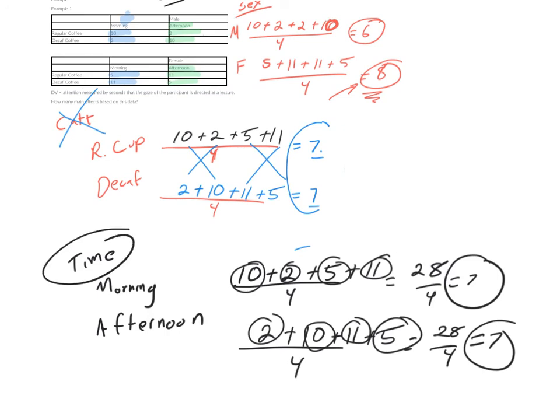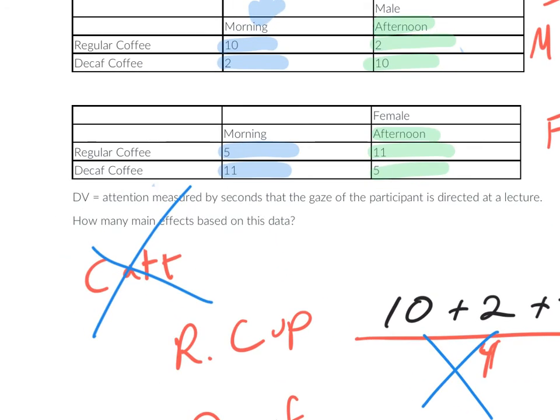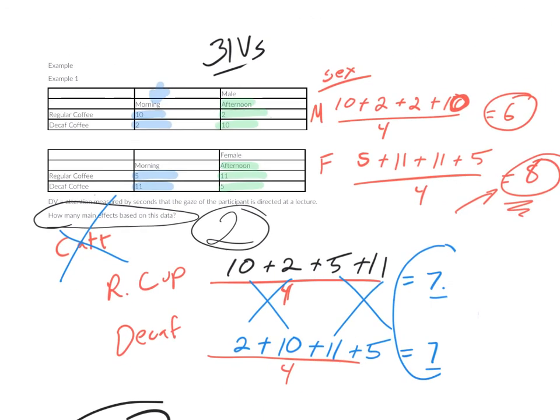In other words, there is no difference between the average amount of time people paid attention in the morning compared to the average amount of attention people paid in the afternoon, right? So for this question, finally, and this is why I'm not going to give you a bunch of questions, but these are going to be worth more points, a bunch of questions like this. Finally, we can go back to this and see, well, how many main effects are here based on this data? It would be 2, right? There was one for sex and one for caffeine.